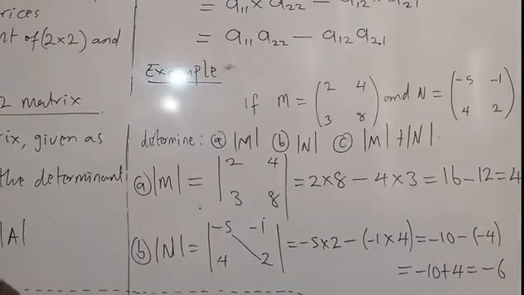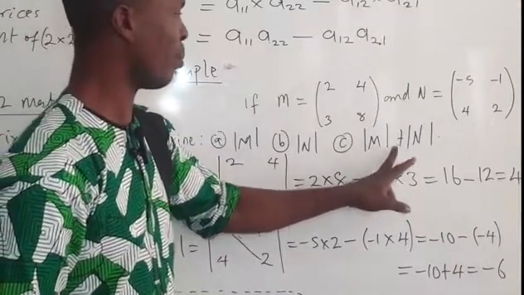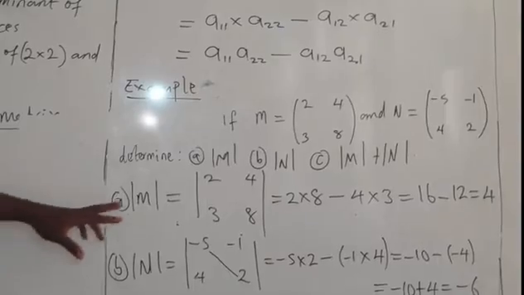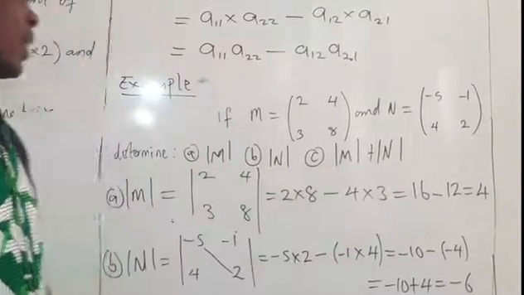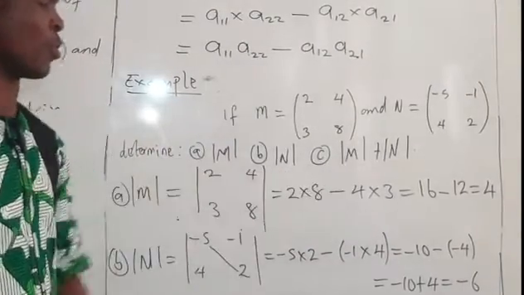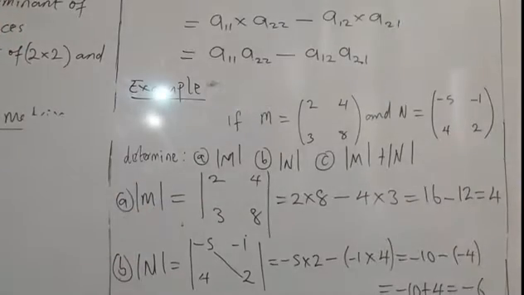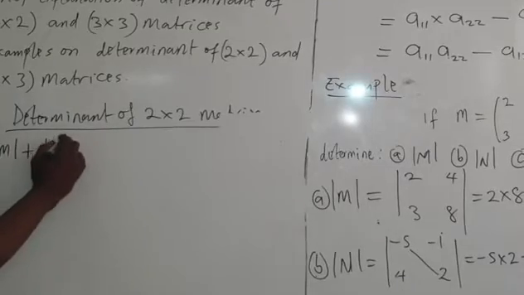So the next thing to look for is question C, which says determine the determinant of M plus the determinant of N. That is the answer to question A and B. We are going to add the two together. So the determinant of M from question A, that is determinant of M plus determinant of N.